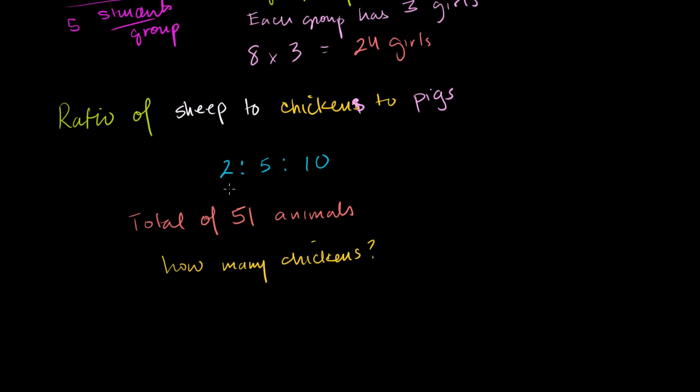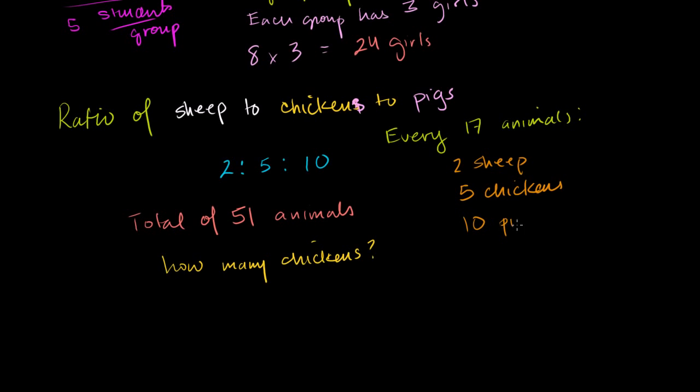Well, we do the same idea. For every 2 sheep, I have 5 chickens, and I have 10 pigs. That tells me for every group of 17 animals, what do I have? And where did I get 17 from? I just added 2 plus 5 plus 10. So for every 17 animals, I am going to have 2 sheep, 5 chickens, and 10 pigs.